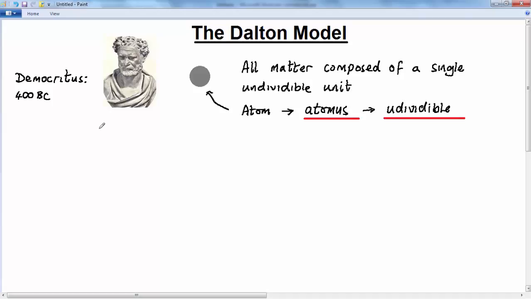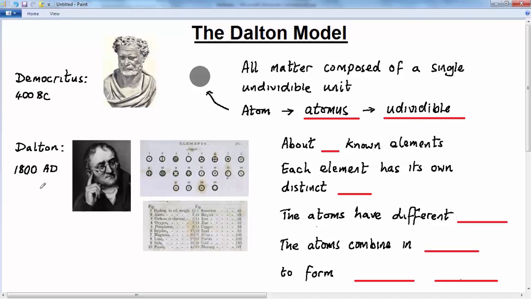Now, this idea held pretty much up to the end of the 18th century, when somebody called John Dalton extended this model. So we're talking about round about 1800 AD, and so this is over 2,000 years after Democritus. And by then, scientists knew that the matter around them was made up of a number of elements, and at that time there were only about 20 known elements. And Dalton proposed that each element had its own particular distinct atom.